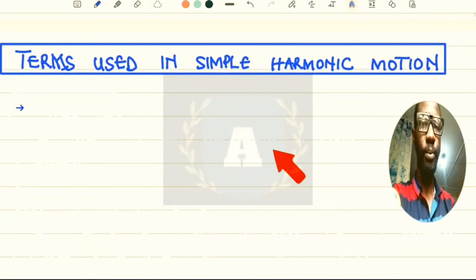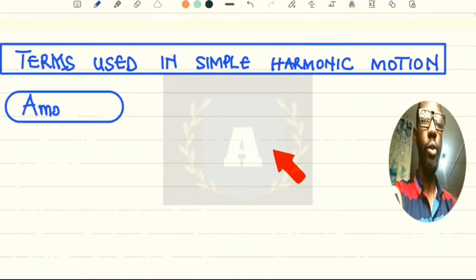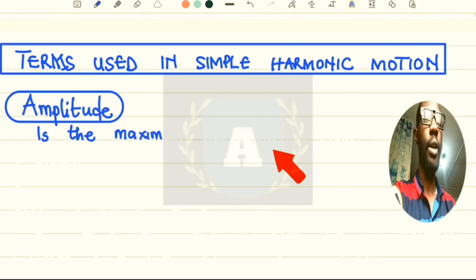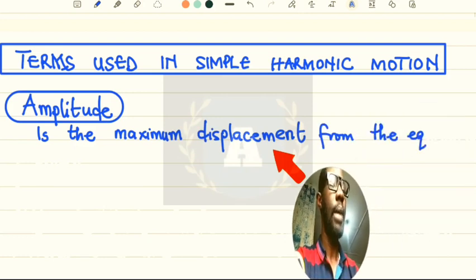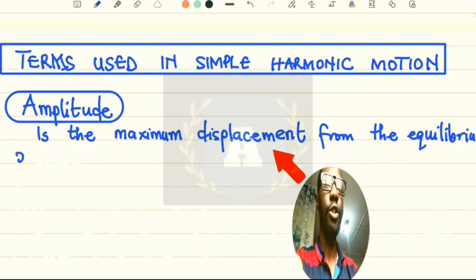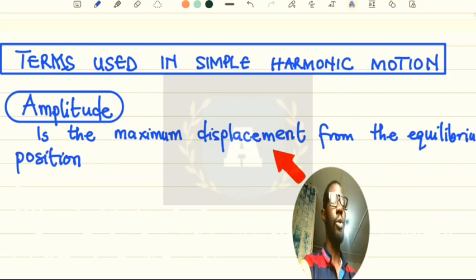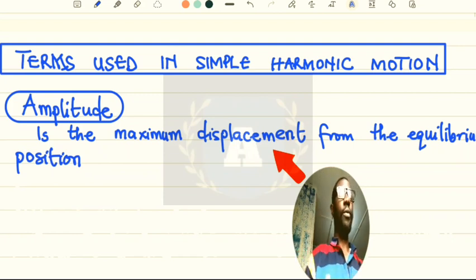So now, the first one is amplitude. What is the meaning of amplitude? So amplitude is the maximum displacement from the equilibrium position. The maximum displacement of an object when the object goes to and fro.